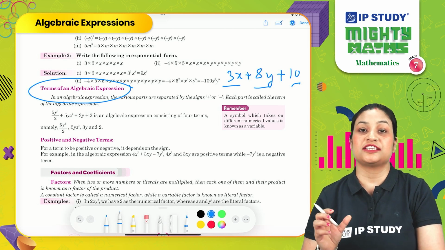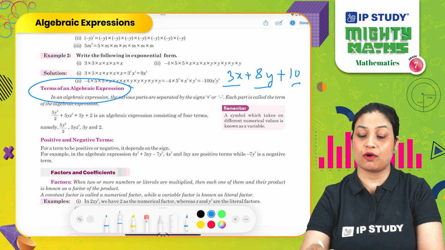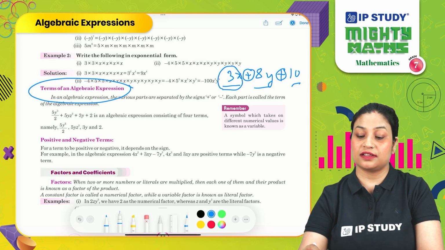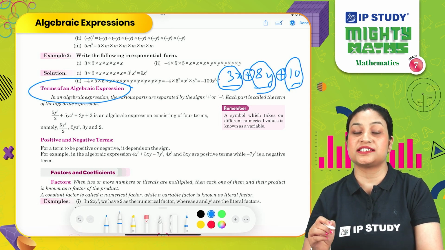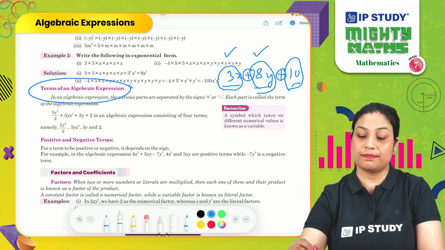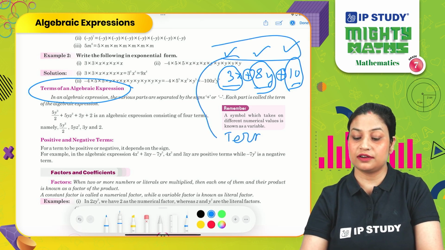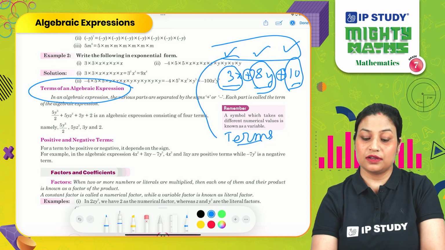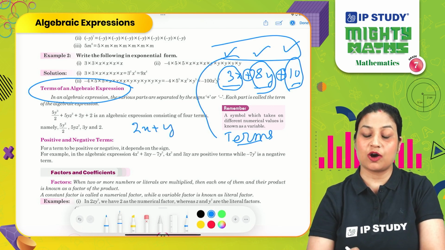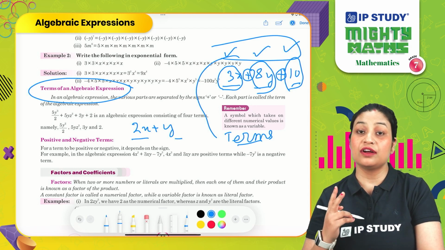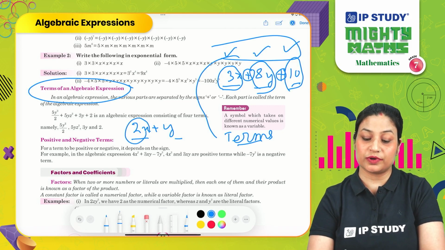So in an algebraic expression, different parts are separated by a plus. Here in this example, we have the first part 3x, the second part 8y and the third part 10, which are separated by a plus sign. So since we have three parts over here, these parts are called terms. So if I ask you 2x plus y, how many parts do we have here? We have two parts. One is 2x, one is y. So how many terms do we have in this expression? We have two terms because we have two parts over here.